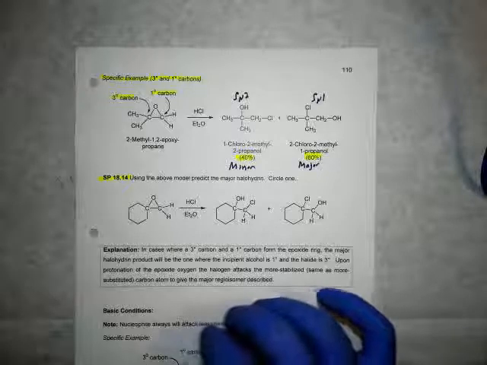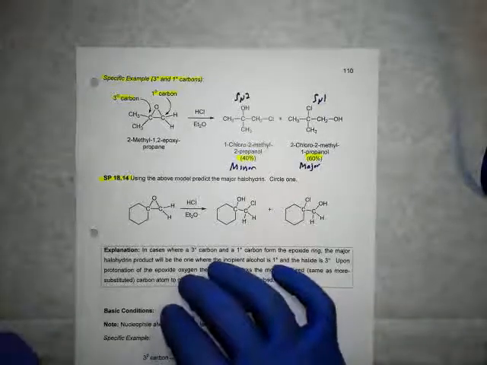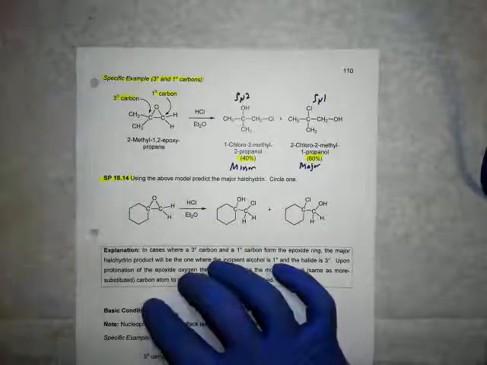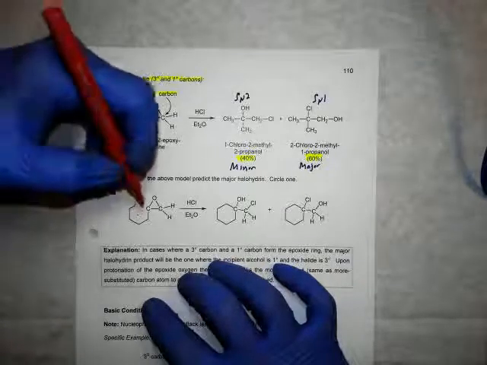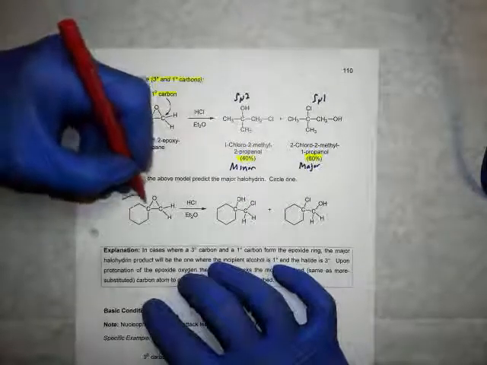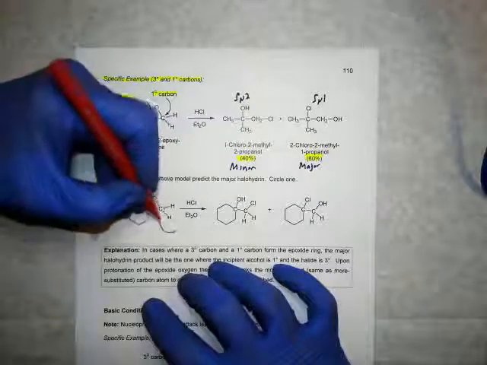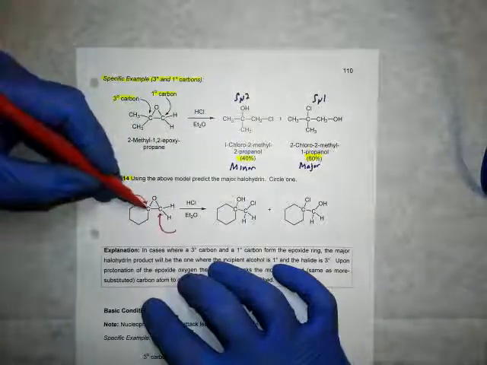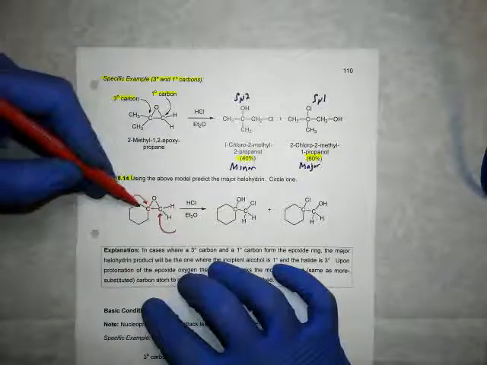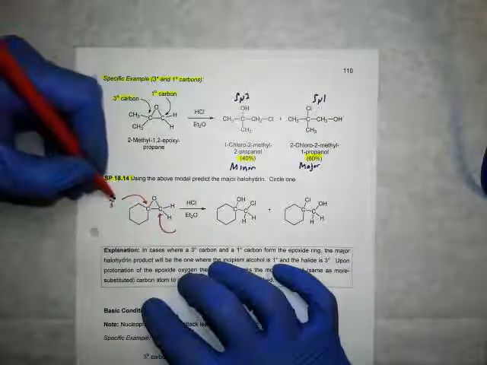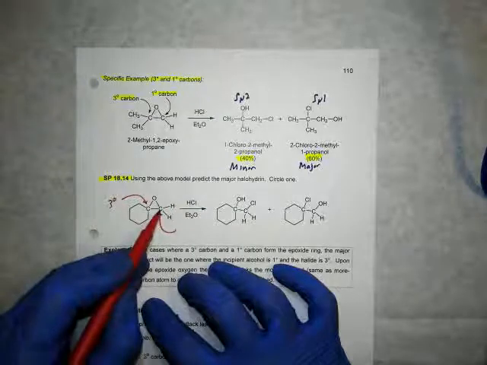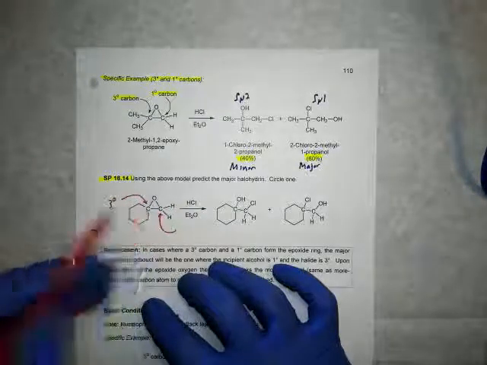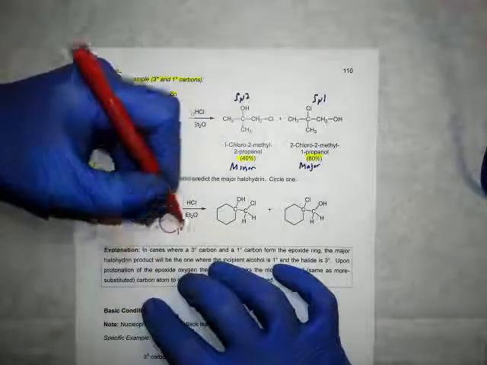Here, we're asked to predict the major halohydrin. It's so tempting to go straight to the answer, okay, but I don't want you to do that just yet. Let's find out what's going on. Folks, what's the order of this carbon? Let's look. It has 1, 2, 3 carbons, so it's tertiary. What's the order of that carbon? It's got 1 carbon attached. Oh, it's a methylene. We've seen that a bunch of times.